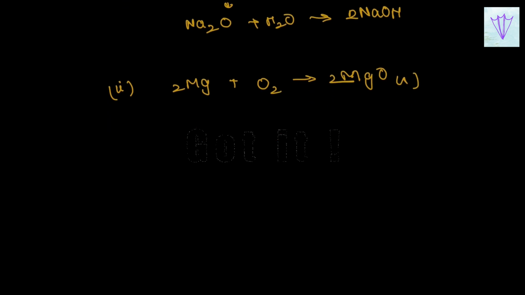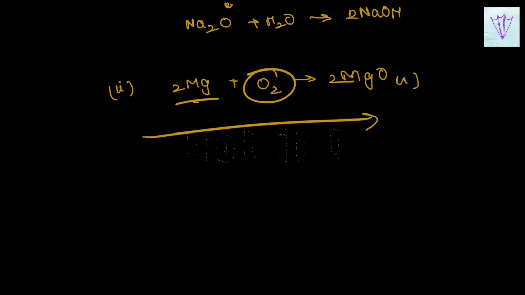This is also basic in nature. So we can understand that magnesium will not react directly with oxygen. It will only react on heating, and Mg burns in air with a dazzling white flame, producing a large amount of heat and forming a white colored compound which is called magnesium oxide, MgO.